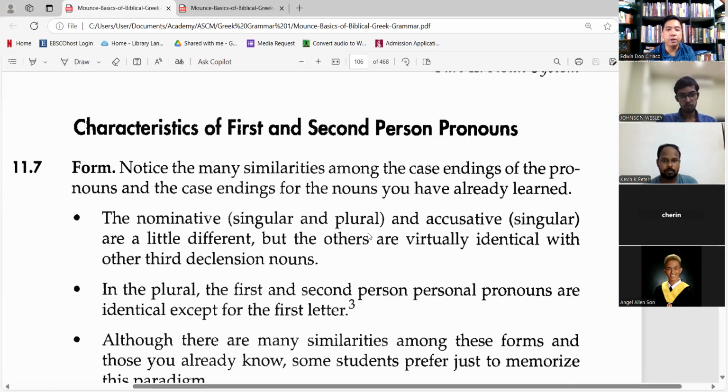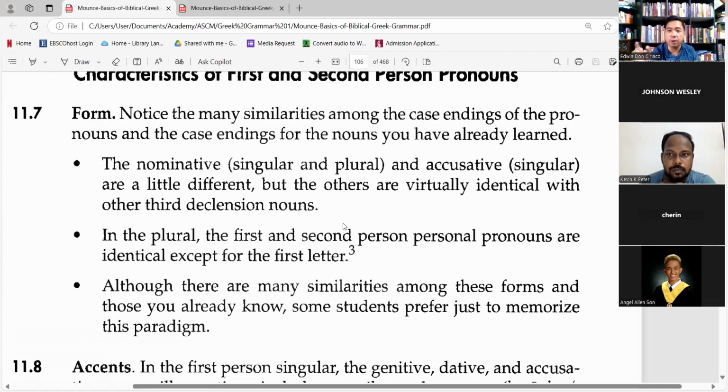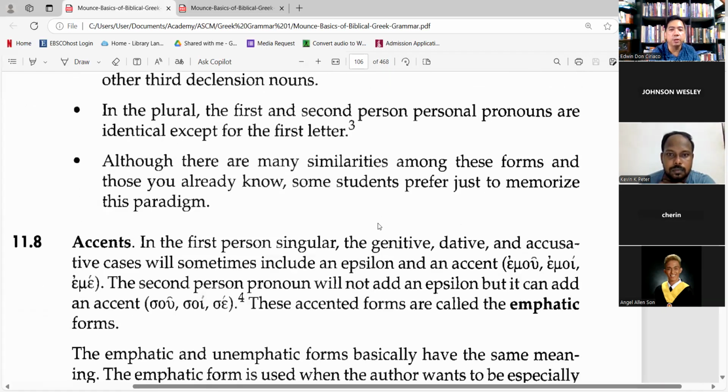In the plural, the first and second person personal pronouns are identical except for the first letter, and that is the eta and then the upsilon. The eta is first person. The upsilon, which is you in English, is the second person. So it is you, your, and then another your, which is plural.